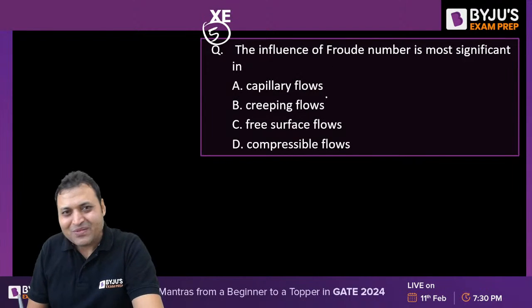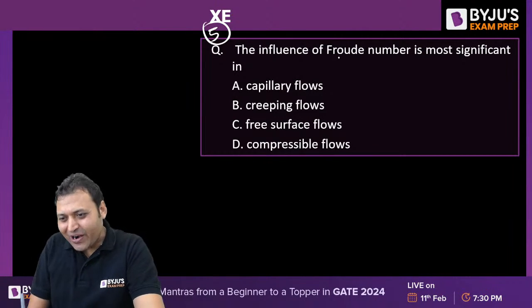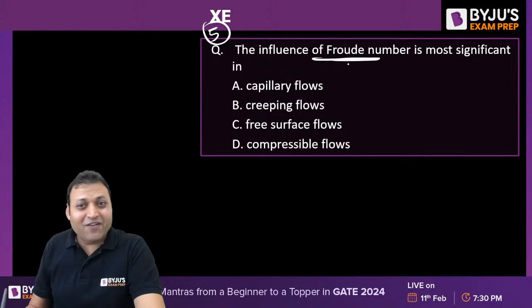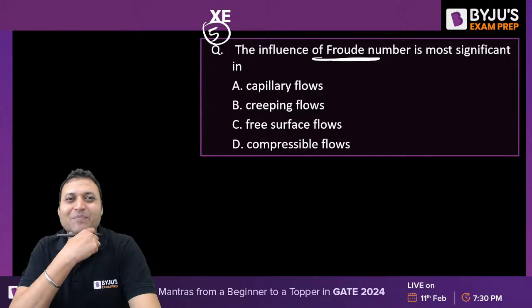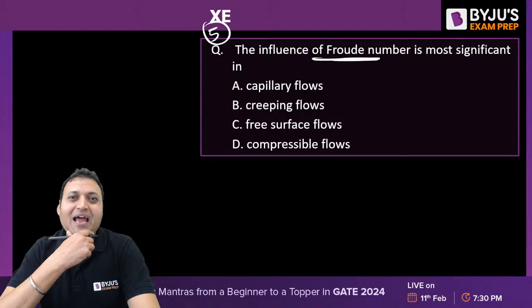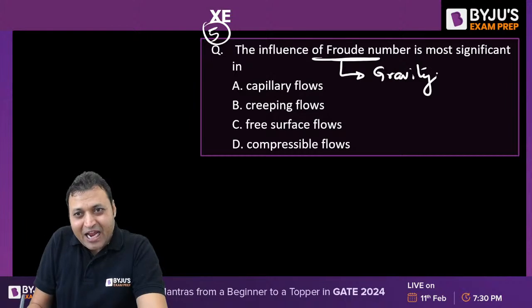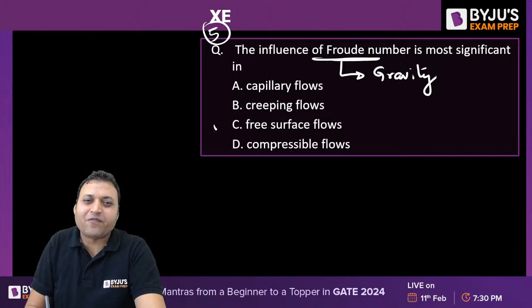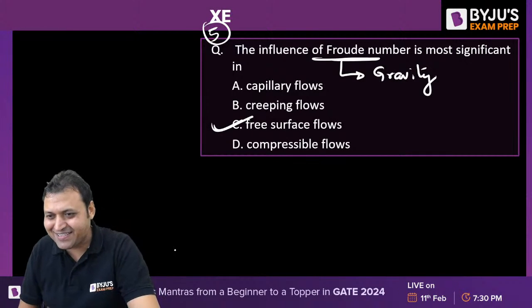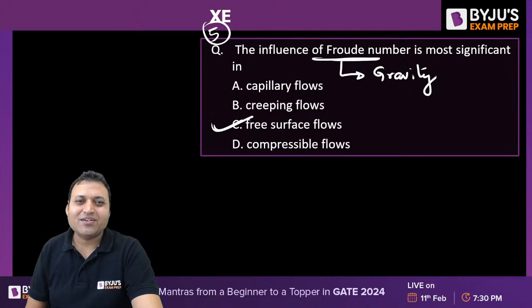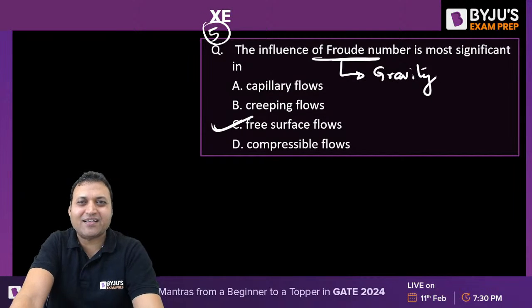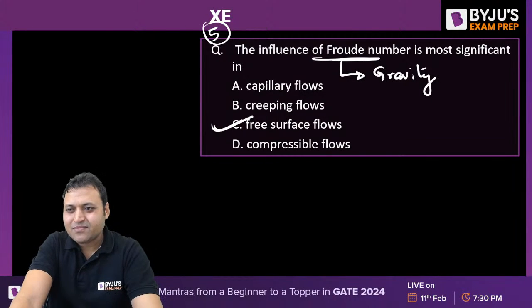All right. What is the answer to this one? The Froude number. The influence of the Froude number. It is a question from dimensional and model analysis. The Froude number is related to gravity, and gravity is important in the case of free surface flow. Yes, the answer to this question is C. C is the correct answer. Clear?